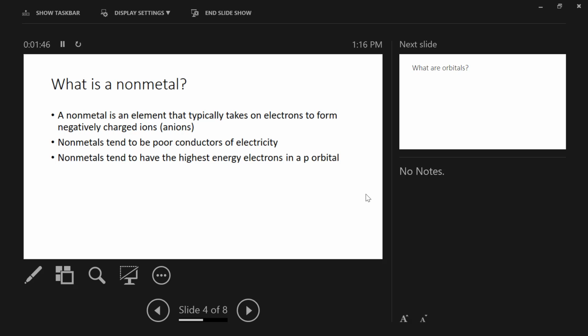And again, at this point, you should have no idea what that means. But we'll talk about that in just a moment. So we've already answered this question, right? What is a nonmetal? It is an element that is not a metal. Profound, I know. That is a profound definition.